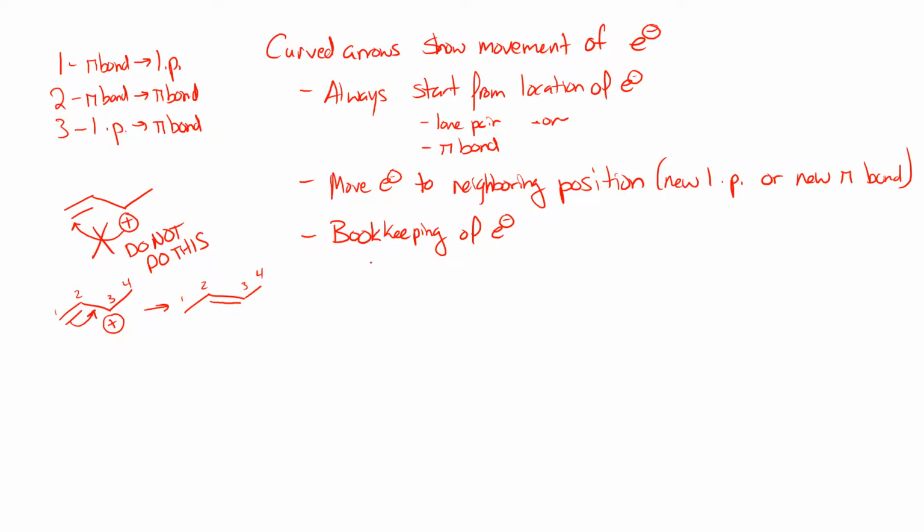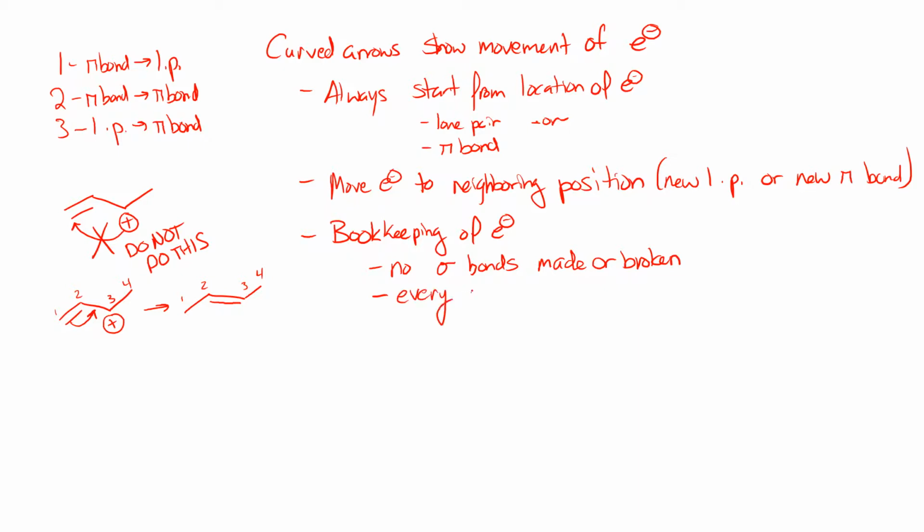And so what does that mean? First of all, we can't make or break sigma bonds. No sigma bonds made or broken. Okay, so we're good here. All we've done is start from a pi bond, break that pi bond, and make a new pi bond. That's allowed. That's move number 2. We are okay.